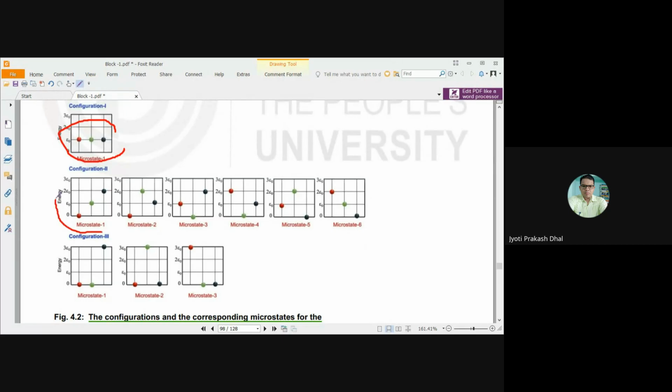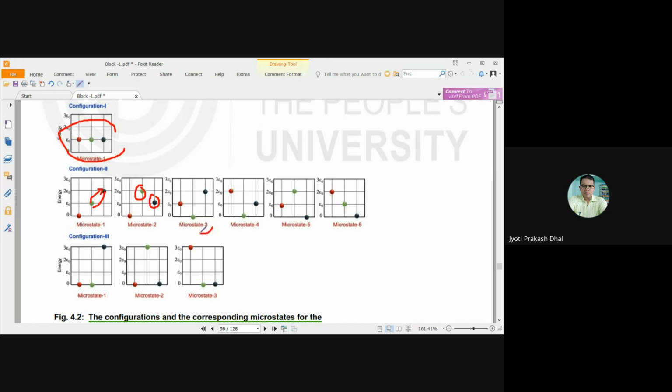So here the red will be placed in 0 energy level, the green will be placed in epsilon 0 energy level, the blue will be placed in 2 epsilon 0 energy level. So this is the first microstate, where the total energy will become 3 epsilon 0. Similarly, for the second microstate, the red will be placed in 0 energy level. Just exchange this one. The blue will be placed in epsilon 0 energy level. The green will be placed in 2 epsilon 0 energy level. So total energy will become 3 epsilon 0.